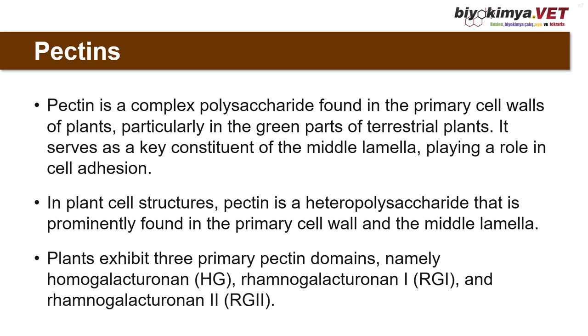Plants exhibit three primary pectin domains, namely homogalacturonan, rhamnogalacturonan I, and rhamnogalacturonan II. Additionally, xylogalacturonan and apiogalacturonan are often classified as pectins due to their shared structural backbone with homogalacturonan. The primary building block of pectin is alpha-1,4-D-galacturonic acid.